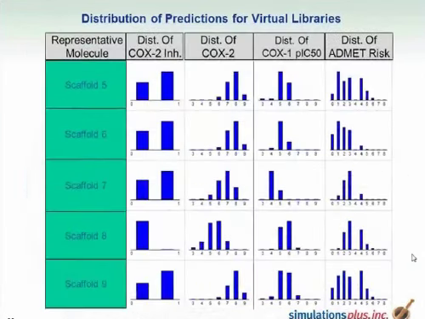This next slide shows the remaining 5 scaffolds and again the distributions. Here on these scaffolds, we're seeing a few more compounds predicted to not be active in COX-2, and in fact for this scaffold, scaffold 8, most of the compounds were predicted not to be COX-2 active. And when I looked at this scaffold, it's very hydrophilic, whereas most of the other compounds are more lipophilic.